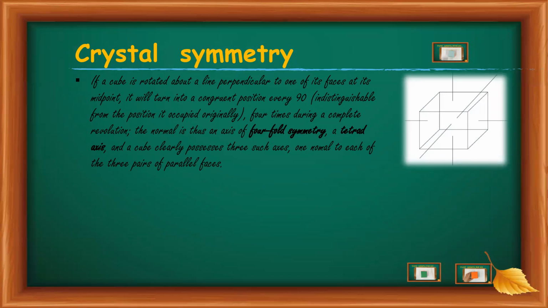So in this cube, the axis passes through the center of each pair of faces. Okay, so there are three such axes. It is called a tetrad axis.